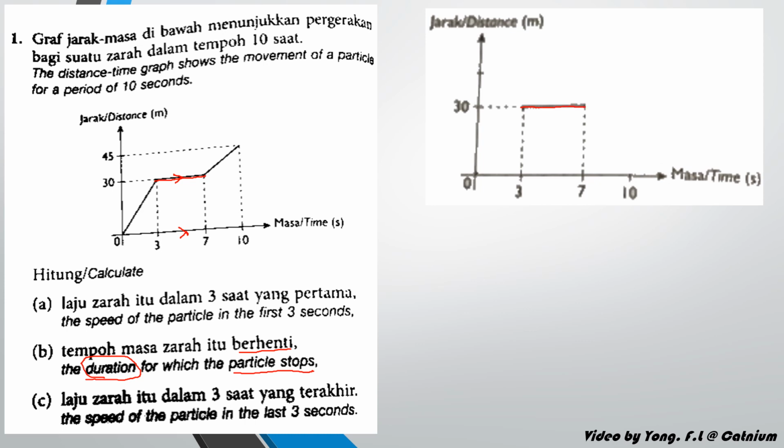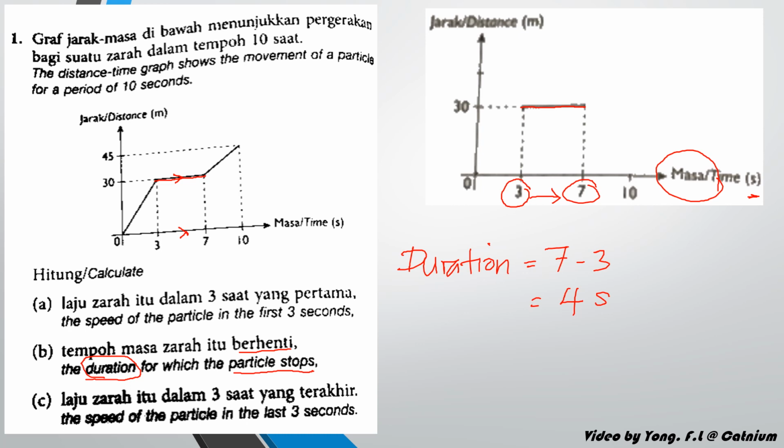This topic is very easy. You have to look at the question carefully. Tengok mana yang diminta, kamu ikut soalan dia. Tempo masa itu berhenti, so they want the time. This is the axis for the time, so refer to this side. It's from 3 to 7. So the time duration is 7 minus 3, which is 4. And the unit is seconds. So this is for question number B.